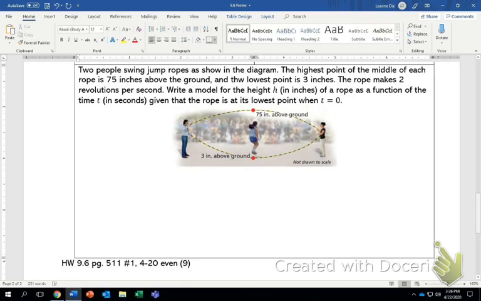So I'm going to take our maximum and our minimum, and I'm going to say my amplitude is maximum minus minimum over 2. So that would be 75 minus 3 over 2. 75 minus 3 is 72. Over 2 is 36. Okay?